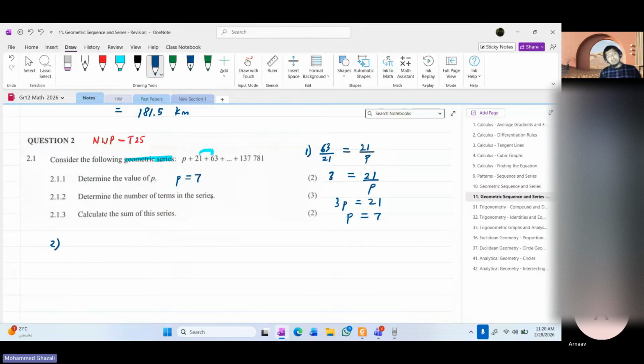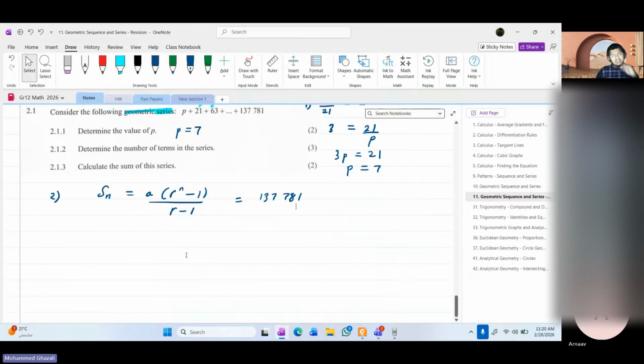Determine the number of terms in the series. It's a geometric series, right? So what's the Sn for a geometric? a times (r to the power n minus 1) over r minus 1. All right. Now let's fill in all the details. And that must be equal to 137,781. Now, what is a? a is 7.